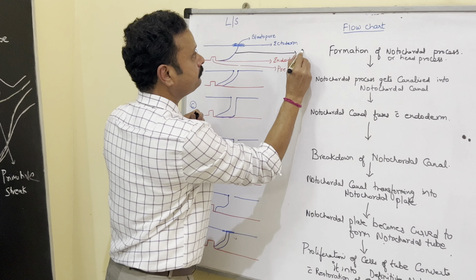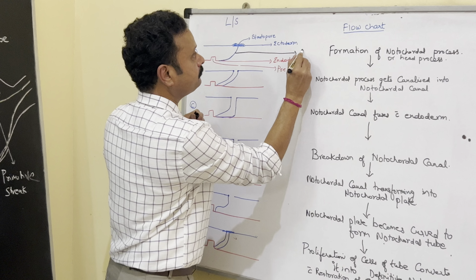In the next step, this notochordal canal breaks down, here as well as here. That is followed by the formation of the notochordal plate. So this notochordal canal is converted into the notochordal plate like this. This breakdown of the canal is followed by the formation of a thin plate called the notochordal plate.